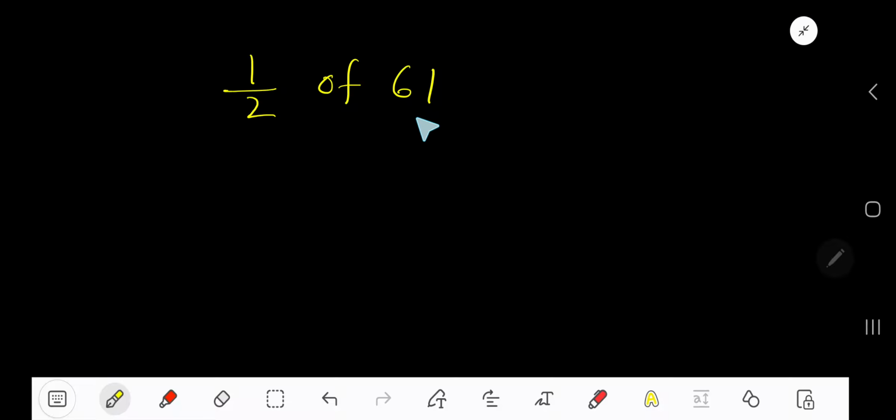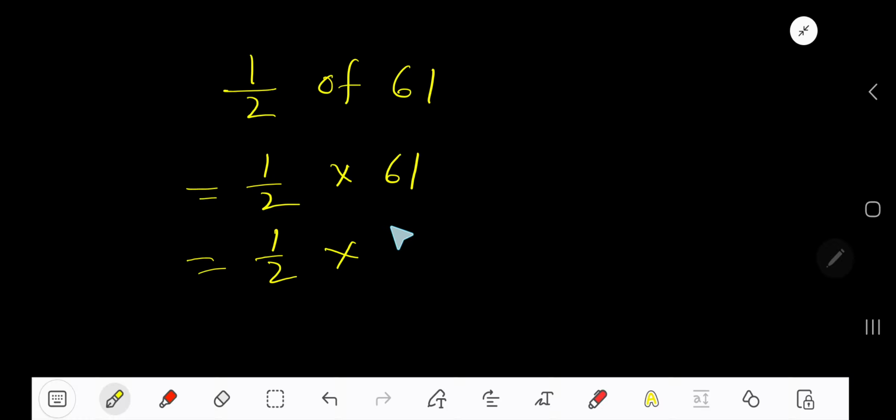1/2 of 61. First translate this. Instead of "of" you can place a multiplication sign. So this is a fraction, this is a whole number. So how to multiply a fraction by a whole number? Just convert this whole number into a fraction, considering 1 as a denominator.